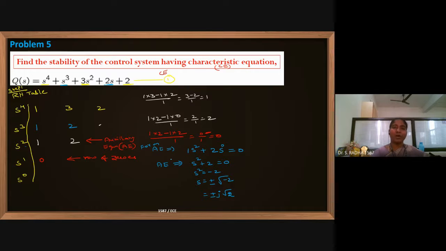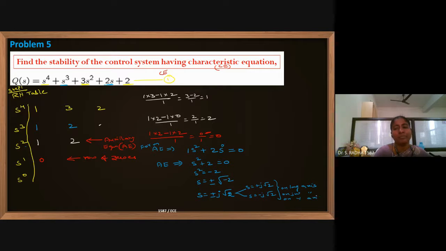Okay, if at all other roots are present on LHS, we will see how many roots are present on RHS. So here, these are S values. We are having S equal to plus j root 2 and S equal to minus j root 2. And these two roots are on imaginary axis, or on the j omega axis, or the Y axis.